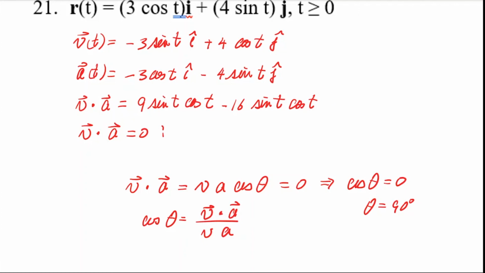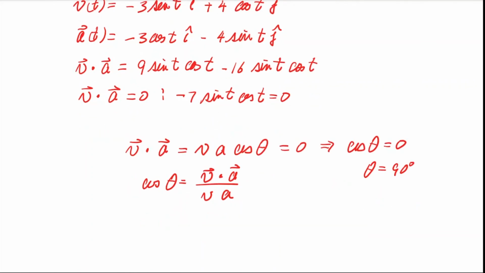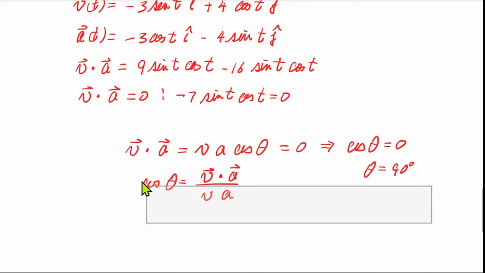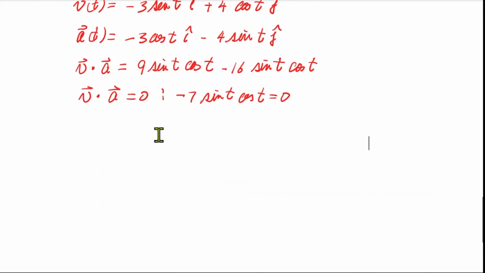Okay. So we can solve this. We just set this whole thing to zero, right? And these are like terms. So we have negative 7 sine t cosine t is equal to zero. You want to use identity or do two things at the same time? Well, let's use identity. This means this is 2 sine t cosine t, sine 2t. So we have negative 7 over 2 sine 2t is equal to 0, that means 2t is equal to, well, 0, but not just 0 and pi.